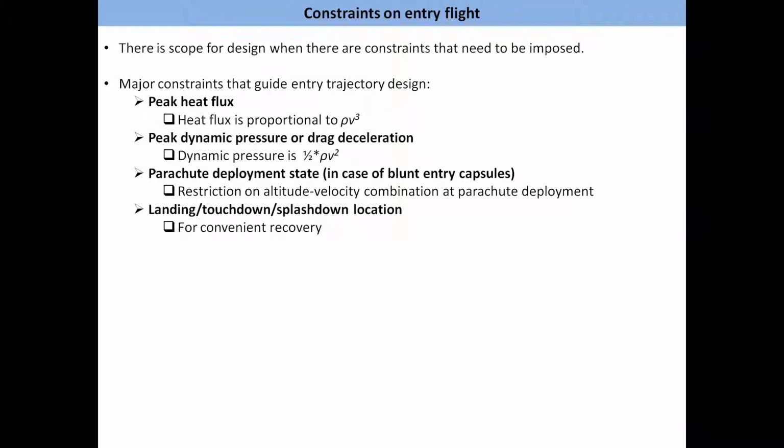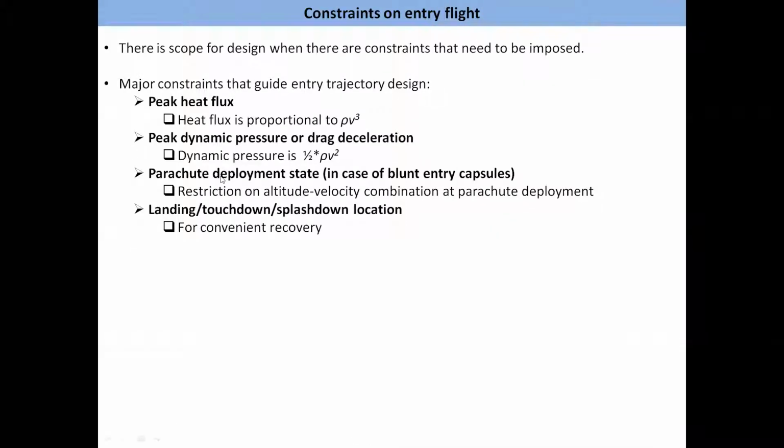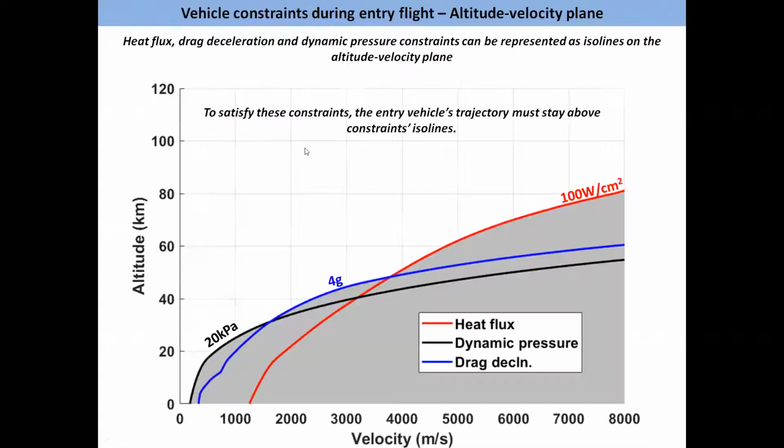And in certain cases, you may need to have pinpoint touchdown, like if you have a winged entry vehicle, you may need to land specifically at a runway. Even if you have a capsule, you may need to land close to a predefined location so that it can be recovered by a ship conveniently. So yeah.